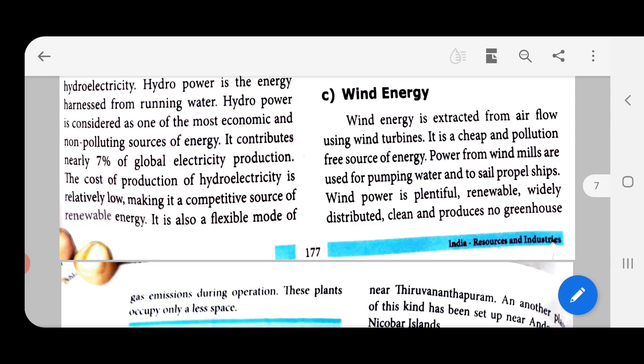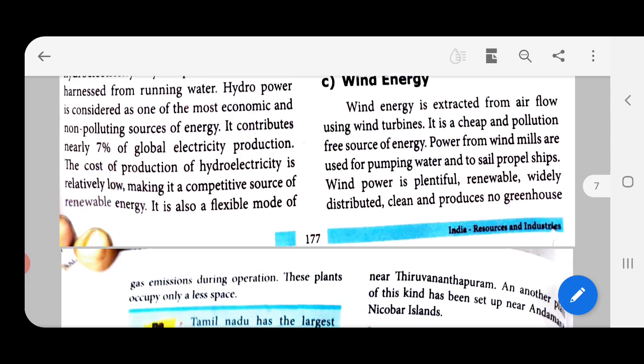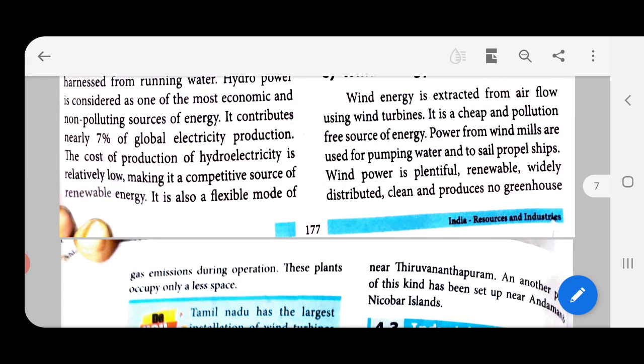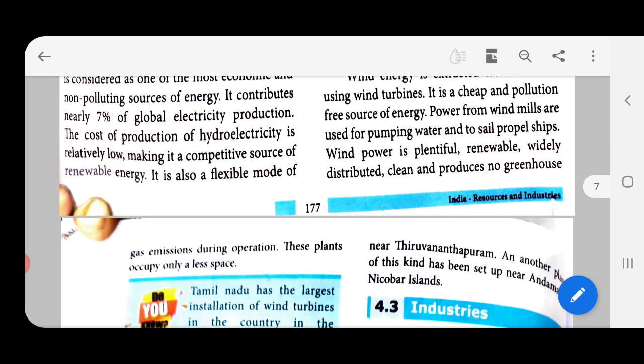Hydropower is considered as one of the most economic and non-polluting sources of energy. It contributes nearly 7% of global electricity production. The cost of production of hydroelectricity is relatively low, making it a competitive source of renewable energy. So the cost for producing this is very low.